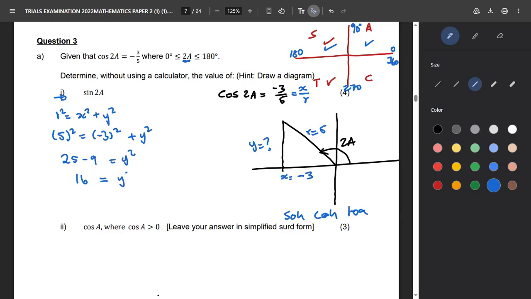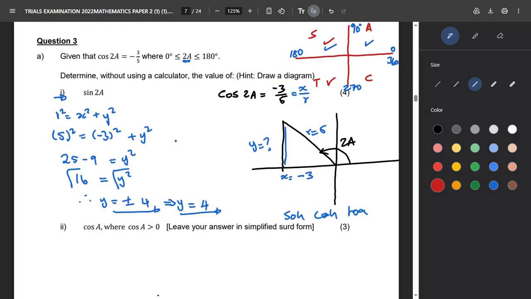You square root both sides, and the square root of any number is plus or minus. So y is plus or minus 4. Then that's when you can decide if y is positive or negative. Look at the y coordinates. They are in quadrant 2. All the y coordinates are positive. So therefore, I'm going to conclude and say y is positive 4. So when you have y, then this is when you can start answering the questions.